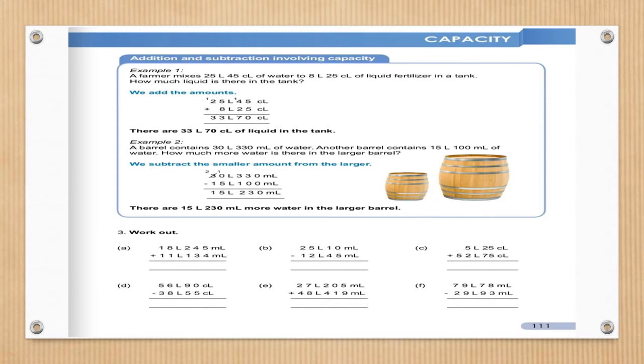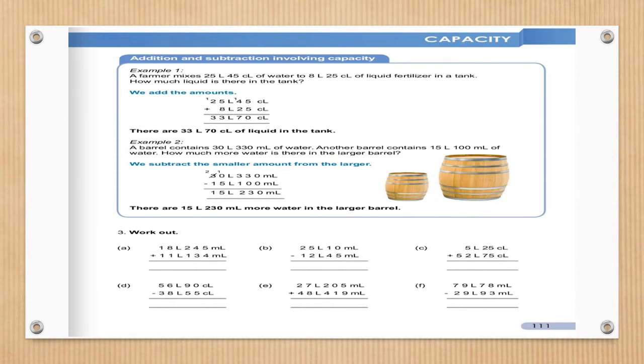Now let us move on with addition and subtraction involving capacity. I'm sure you'll be able to work out all the questions involving addition and subtraction because you're already familiar with this topic. So let us start the addition. Let us see the example on page 111.